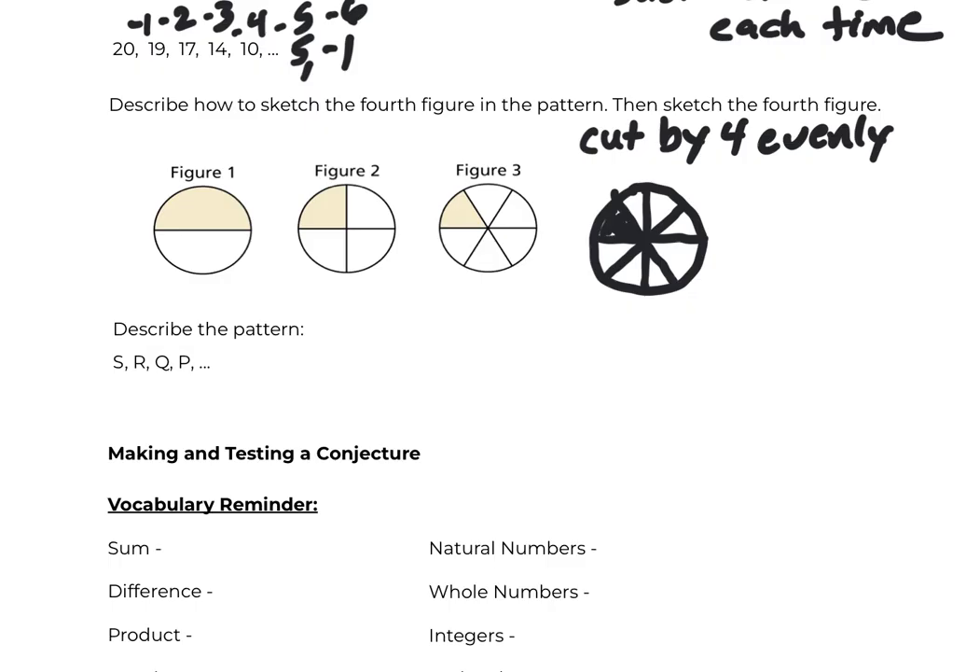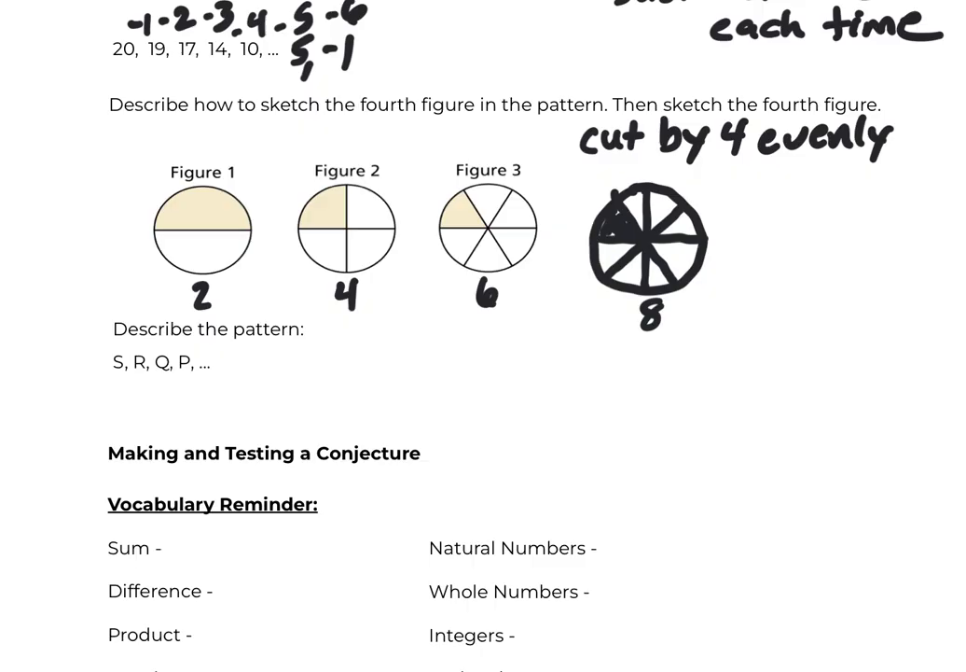Okay, another way that some people might look at this is 2, 4, 6, 8. So the number of pieces that we're cutting is going up by 2. Okay, and so could there be more than one correct answer on some of these? Yeah, possibly, right?